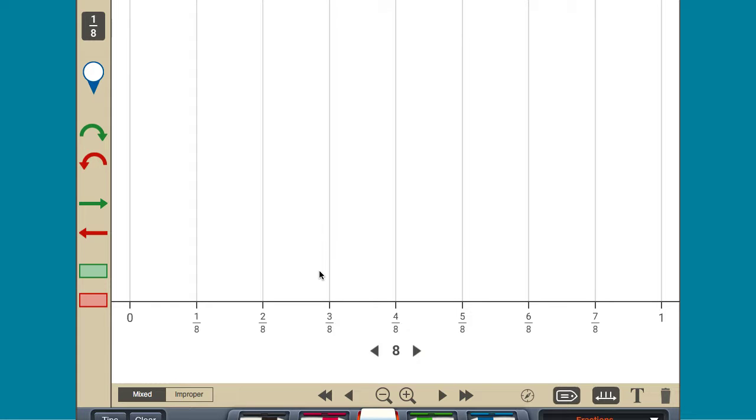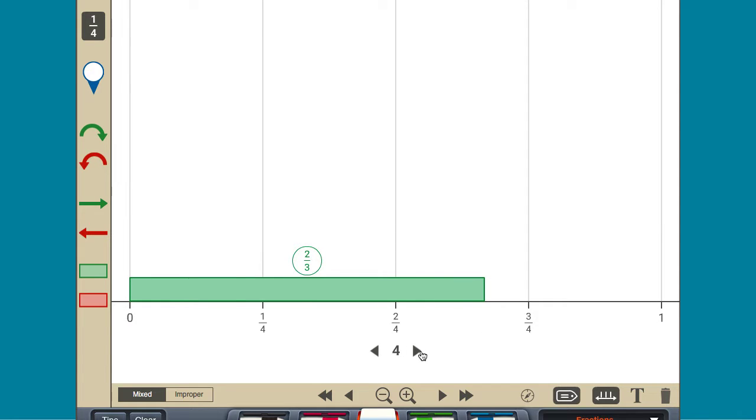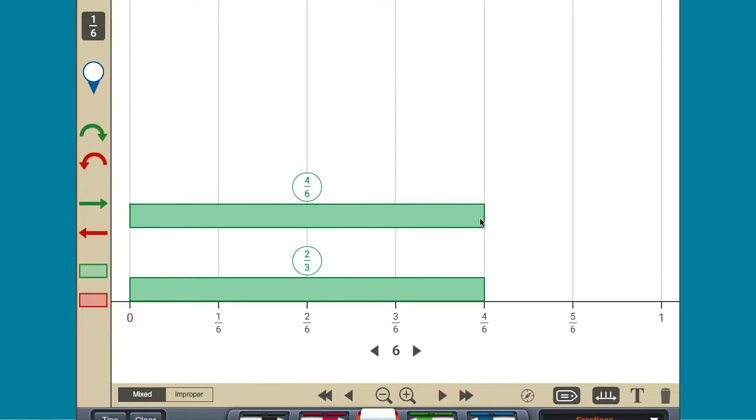Locate the fraction 2/3 by dividing the distance between 0 and 1 into 3 equal parts and moving 2 places from 0. Now, divide the distance between 0 and 1 into 6 equal parts and notice that 2/3 and 4/6 are the same distance from 0. Fractions that represent the same quantity are called equivalent fractions.